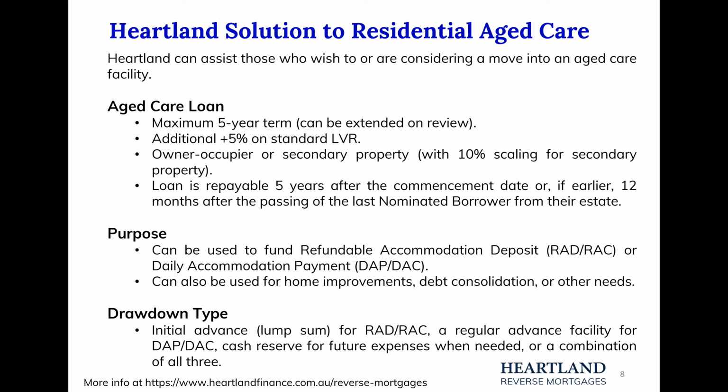It's just to, I guess, illustrate that. So say, for example, if we had a 75-year-old, for a standard reverse mortgage, the LVR we would provide would be 30%, as I mentioned before, so age minus 45. But for an aged care product, it would be age minus 40. Therefore, a 75-year-old would be eligible for a 35% LVR for the aged care loan product.